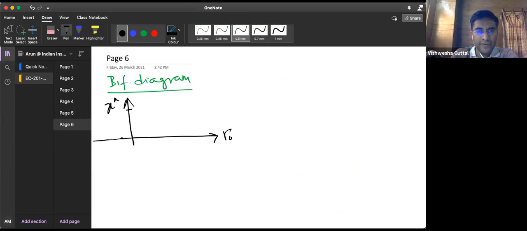Okay, so what do we find? For values of R0 less than 0, 0 is the stable equilibrium. Is it right? And then for R0 greater than 0, 0 becomes unstable.